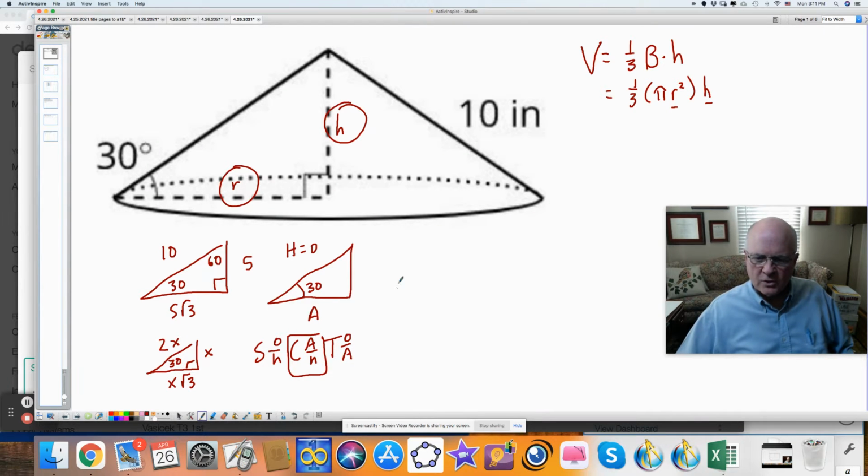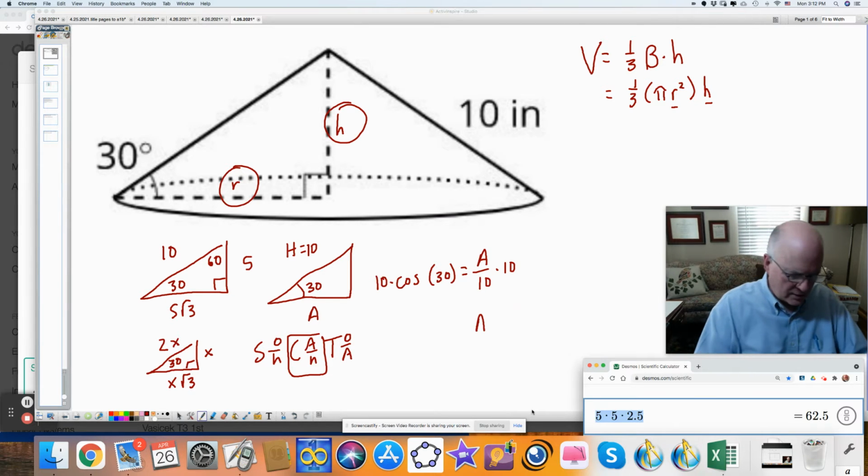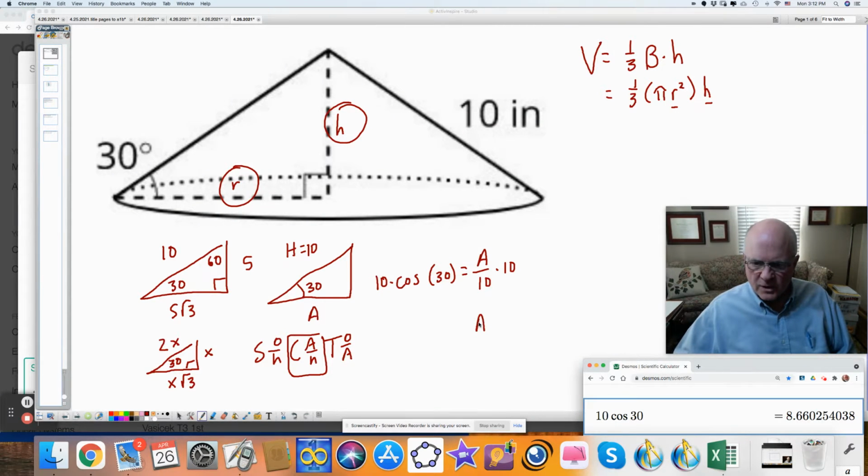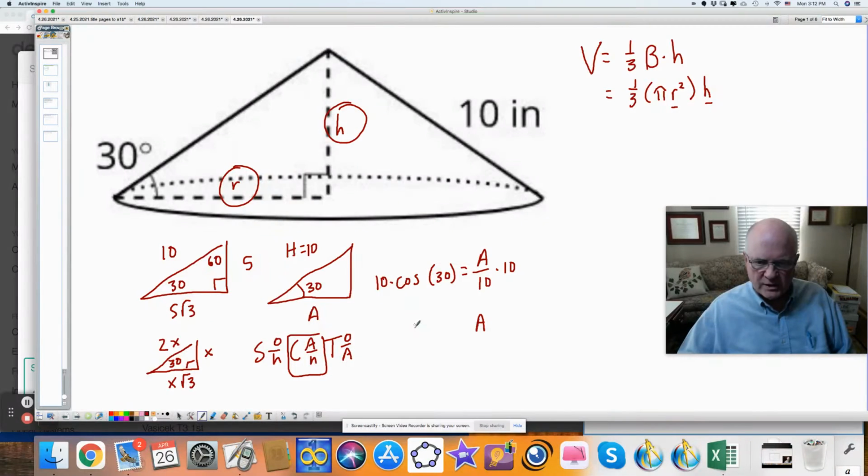So I could write that the cosine of 30 degrees is equal to A divided by the hypotenuse, which is 10. Multiply both sides by 10, and I get A is equal to, I think, 8.66. Let's just check it out here. 10 times the cosine of 30 is 8.66. So this distance here, which is my radius, is 8.66.